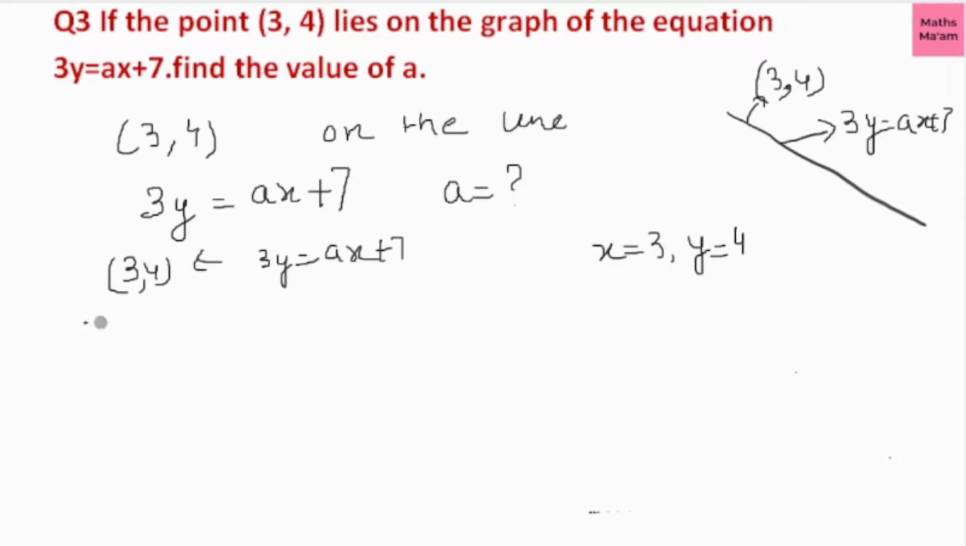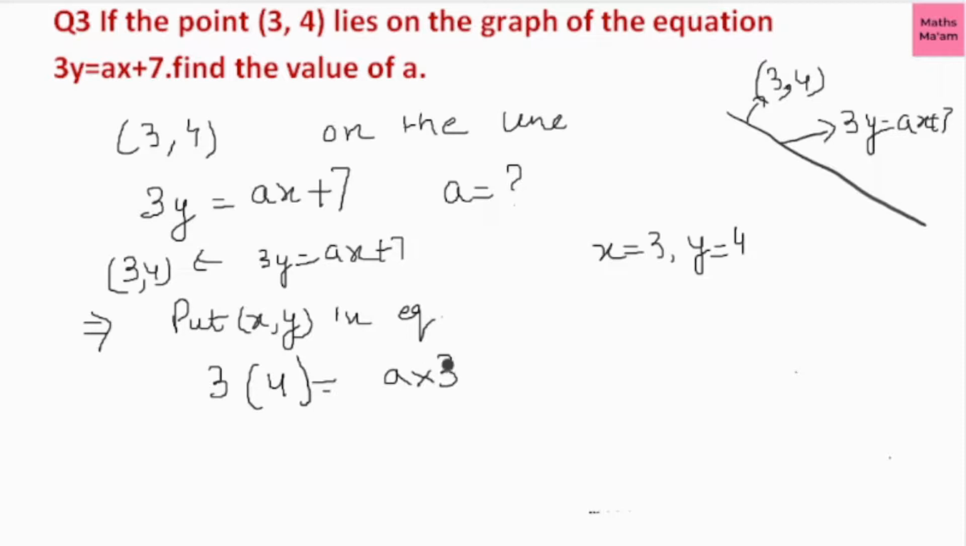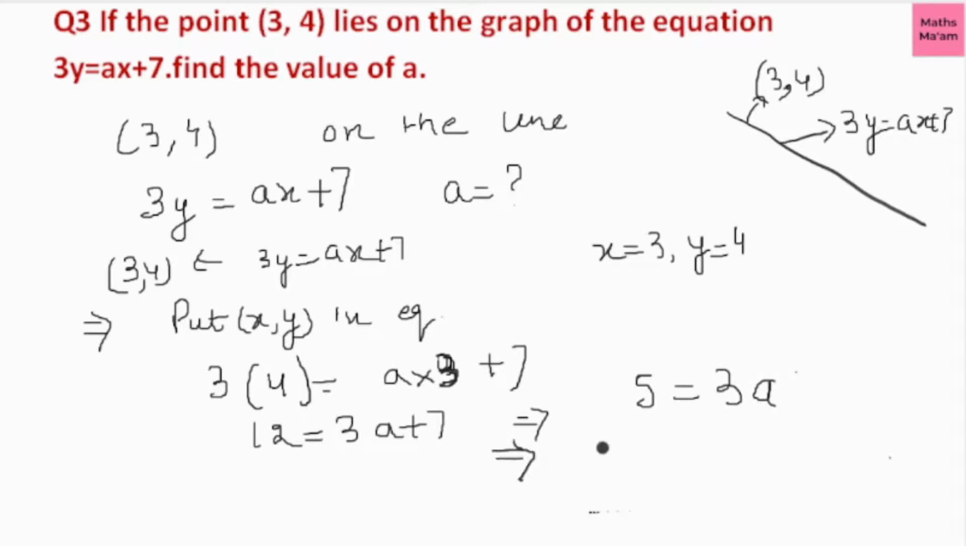So how do we find the value of a? By putting the value of x and y in the equation. So first of all we write 3 times 4 is equal to a times 3, which is x, plus 7. So 12 is equal to 3a plus 7, and then 12 minus 7 is 5 is equal to 3a. So a value we get as 5 by 3. Like this we can find the value of any coefficient if we are given a point on the line.